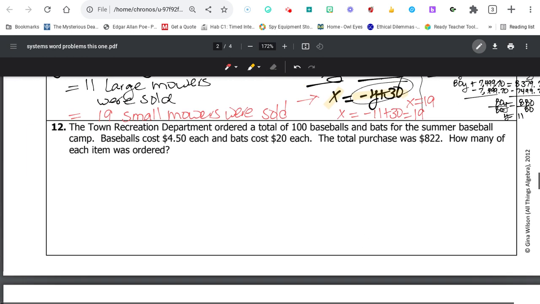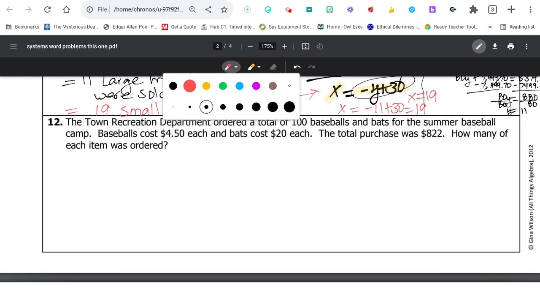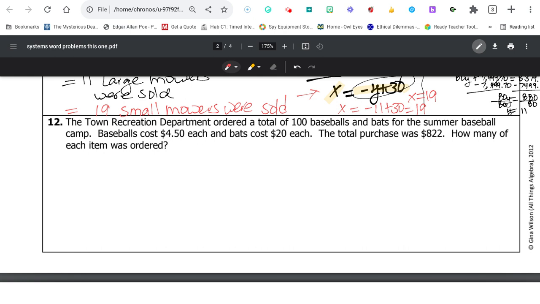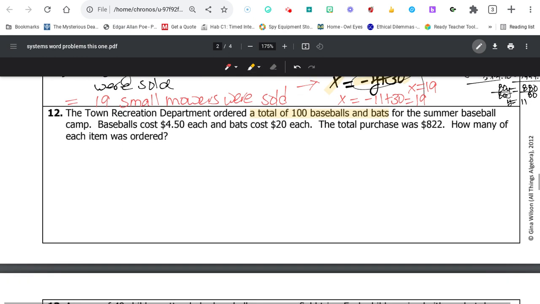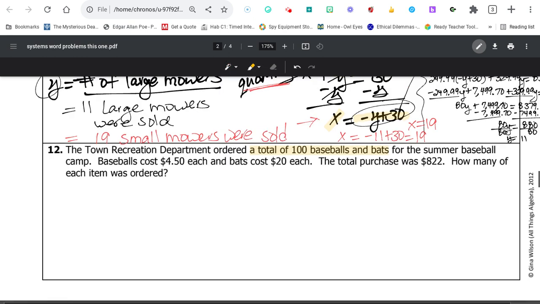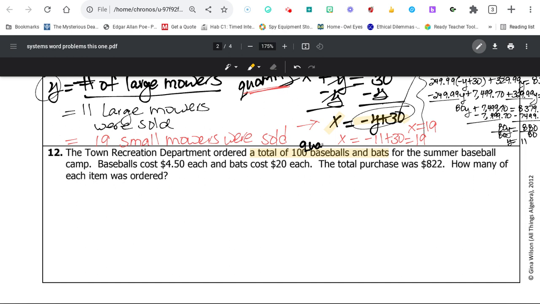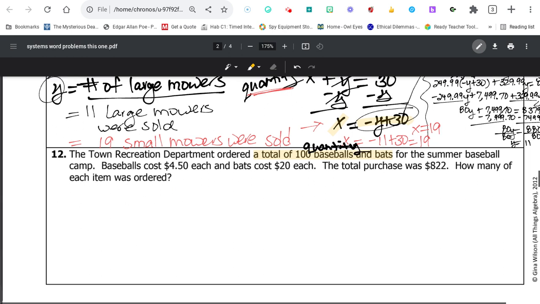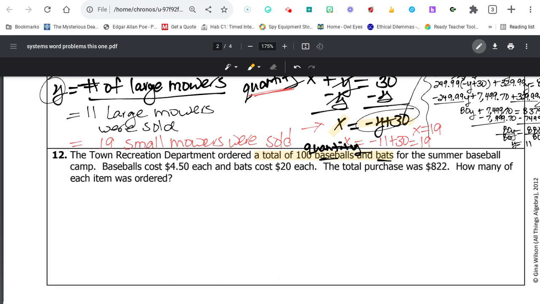Let's take a look at number 12. The town recreation department ordered a total of 100 baseballs and bats for the summer baseball camp. So together, 100 baseballs and bats were sold. This definitely deals with quantity. That means the total number of baseballs and bats, so those two put together equal 100.